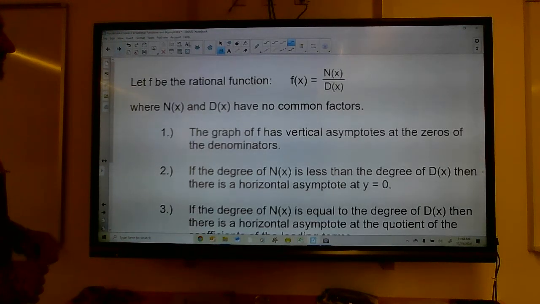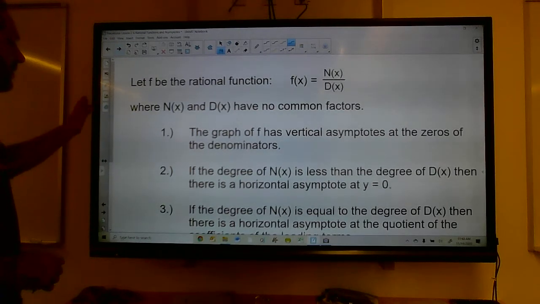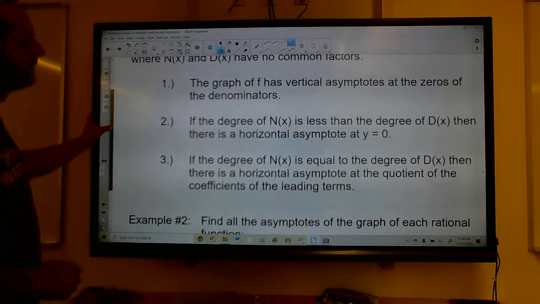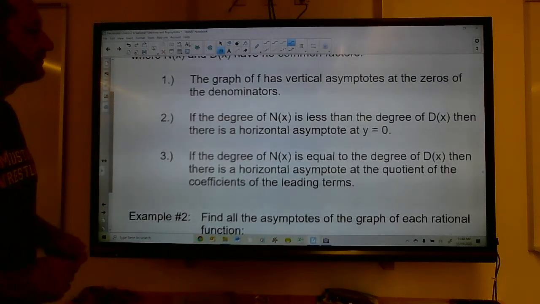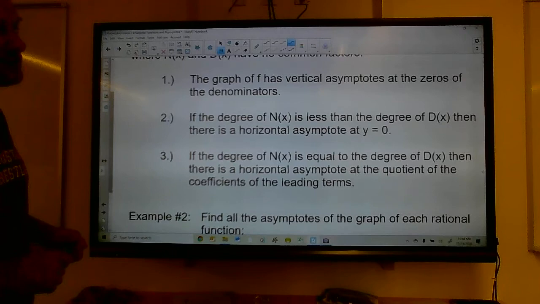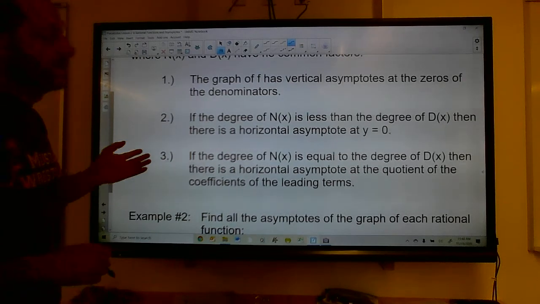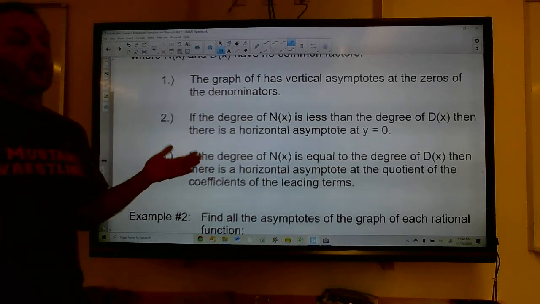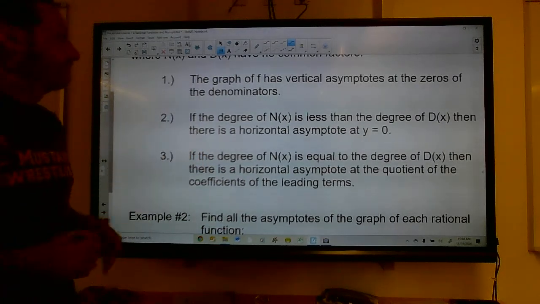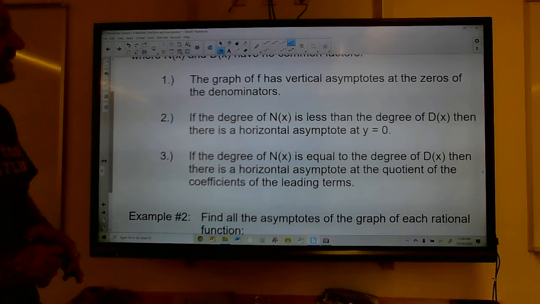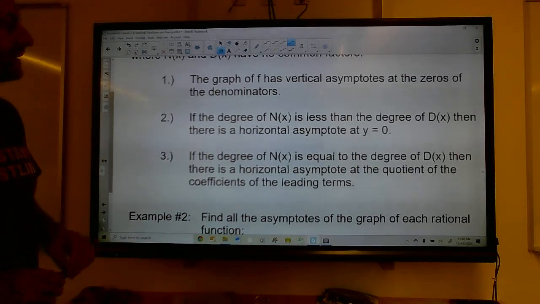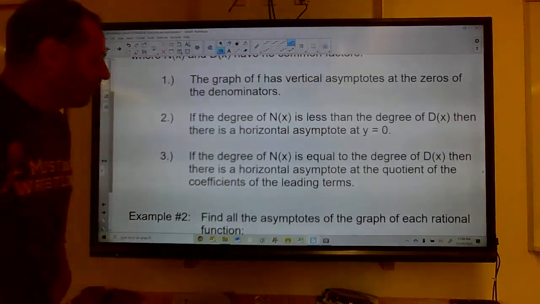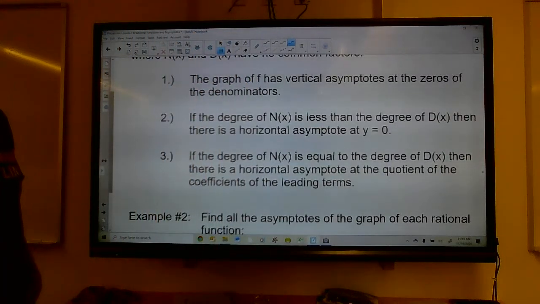Let f be a rational function, n of x over d of x, where n of x and d of x have no common factors. The graph of f has vertical asymptotes at the zeros of the denominator. So anytime the denominator is 0, you got a vertical asymptote. You can have as many vertical asymptotes as there are. I mean, you can have tons of them. If the degree of n of x is less than the degree of the denominator, then there is always a horizontal asymptote at 0.